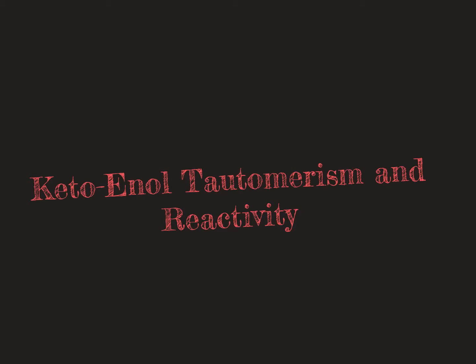In this video, we're going to talk about the keto-enol tautomerization and the reactivity of the two different forms. So whenever we have a carbonyl, the hydrogens that are in the alpha position, such as this hydrogen right here, can tautomerize to give the enol form. So one key thing to keep in mind is this is an equilibrium reaction.